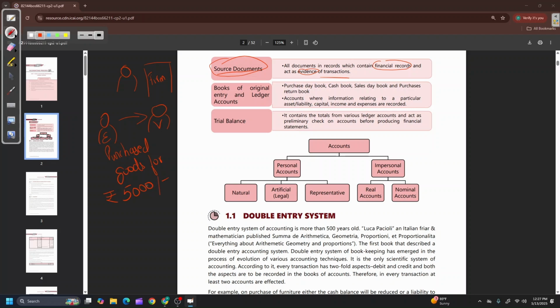Now tell me, will that employee spend his own money? Of course not. He will not use his own money, but he will use the firm's money. So he will get the money from you. He'll get 5,000 and he will pay to the vendor and get the goods. But now the thing is, this is you. How would you know that the employee bought goods of only 5,000?